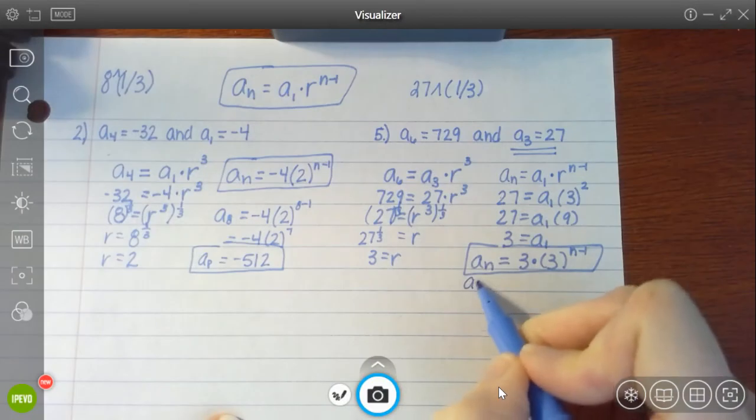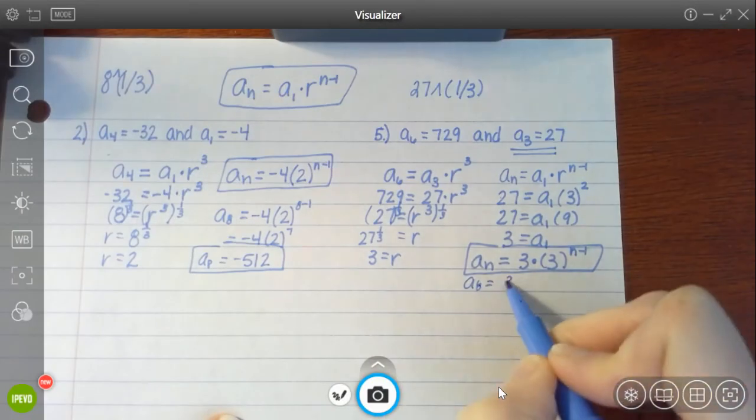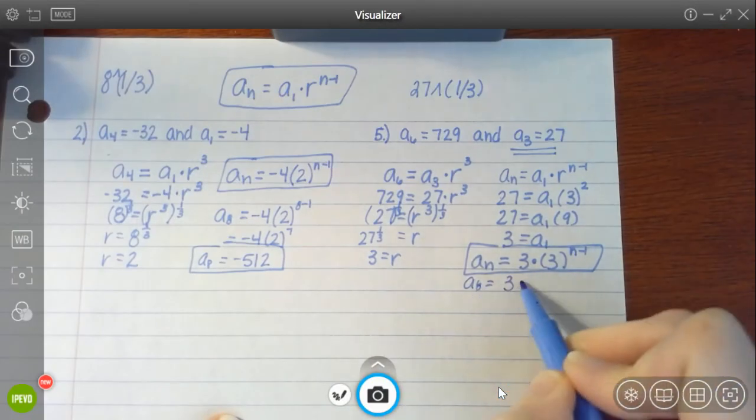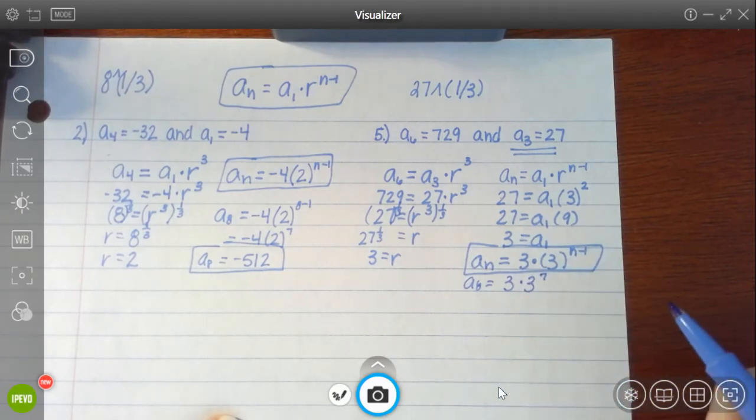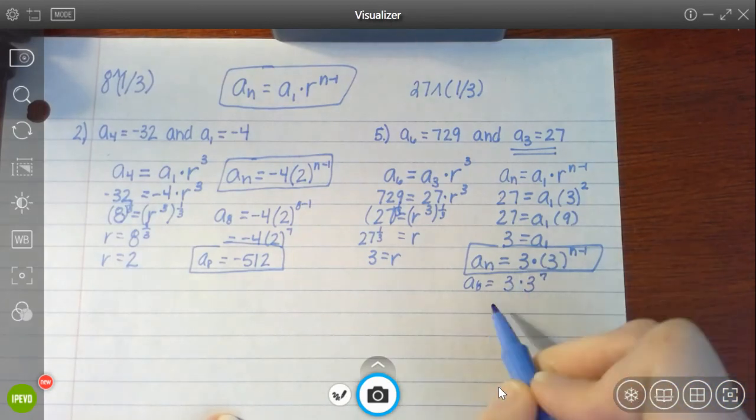And then using the formula to find the 8th term, I would take a sub 8 is equal to 3 times 3 to the 8 minus 1, or 7. And if you use your calculator, 3 times 3 to the 7th is 6,561.